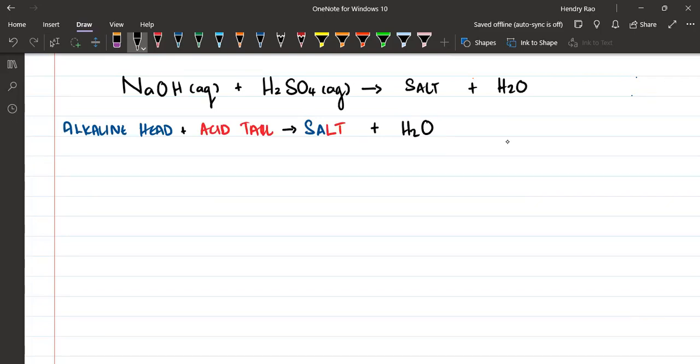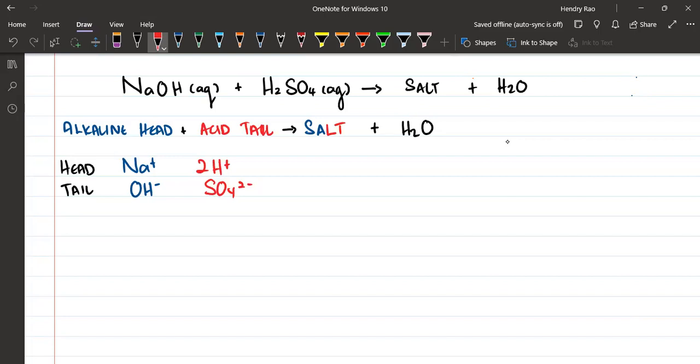So I need to deduce what salt I get. I'm going to write the head and tail here. The alkaline's head is Na plus, because Na comes from group one. And then I have a hydroxyl here, negative. The charges cancel out each other. Now I also have the acid. In this case, I have two hydrogen ions. This one we have to deal with later. And then also SO4, two negative. The two hydrogen plus is needed to neutralize that SO4 two negative, to cancel out the charges.